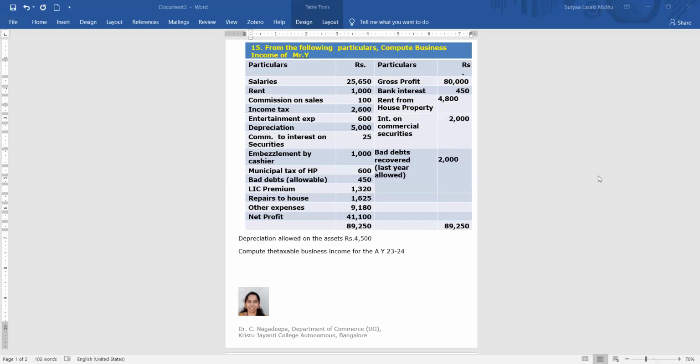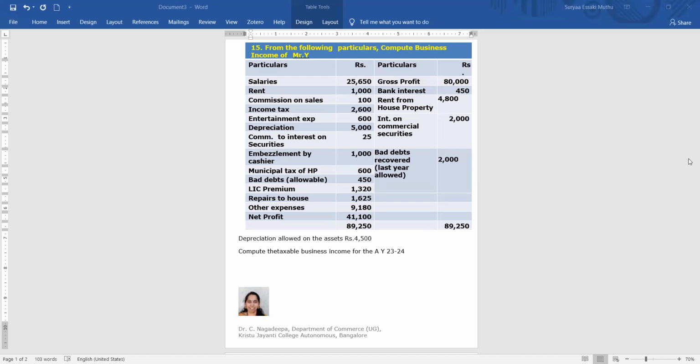Good evening, student. Today we are going to see another problem where we are going to calculate the income from business of Mr. Y. In this problem, I'm going to tell you which are considered as inadmissible expenses and which are considered as inadmissible income. Based on that, you're going to calculate the taxable income from business of Mr. Y for the assessment year 23-24.